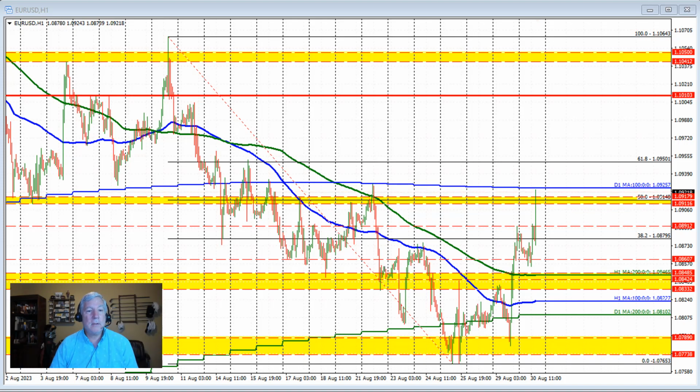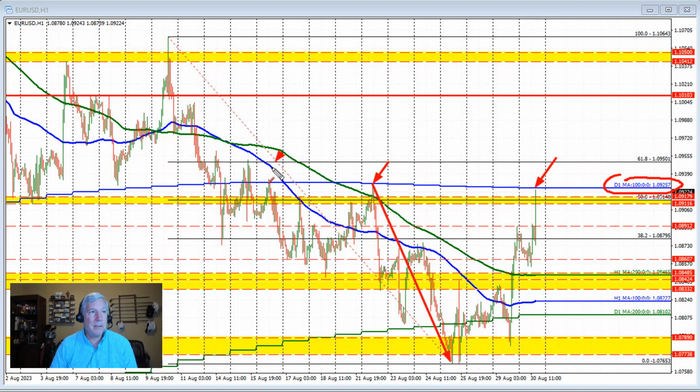Taking a look at the euro versus US dollar, if we look at this hourly chart, we're seeing the price trading to new session highs, and the price is approaching this key 100-day moving average. That level comes in at 1.09257. Looking back in time, the price high in trading last week also came up to that 100-day moving average and found willing sellers against that level.